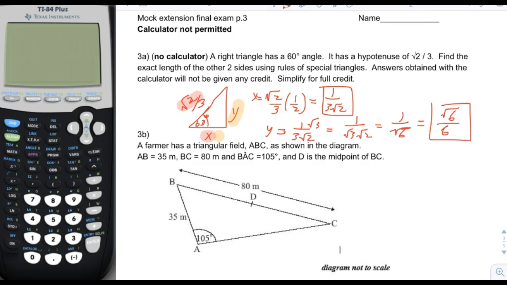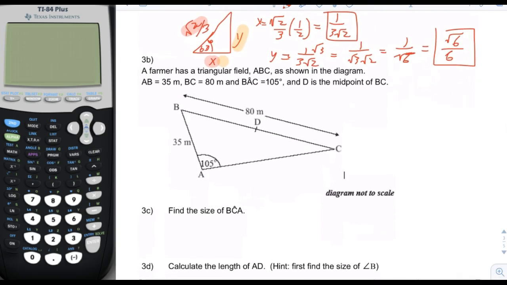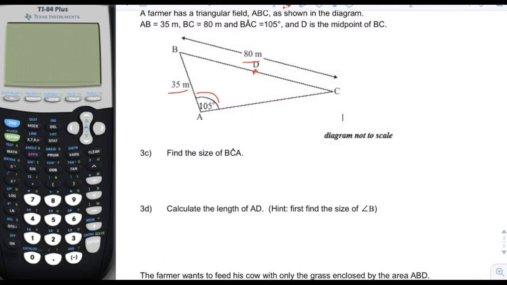Okay, moving on to the next one. A farmer has a triangular field, ABC, as shown in the diagram. AB is 35 meters, BC is 80 meters, and BAC, which is this angle here, is 105 degrees. They marked them all. Isn't that nice? D is the midpoint of BC. Find the size of angle BCA.